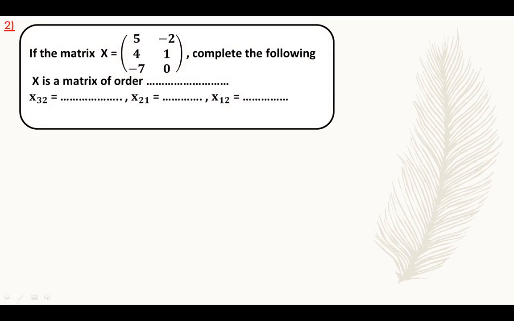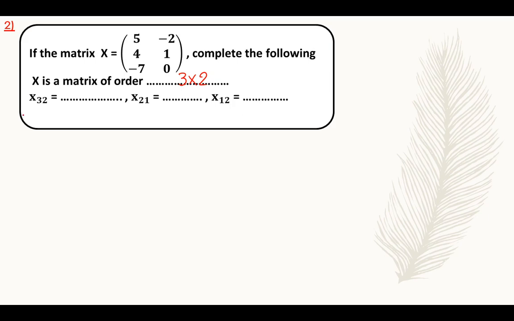If the matrix X has the elements 5, 4, -7, -2, 1, and 0, complete the following. X is a matrix of order: here we have 3 rows and 2 columns. So X is a matrix of order 3 times 2. Here 3 times 2 does not mean 6. It means this matrix consists of 3 rows and 2 columns.